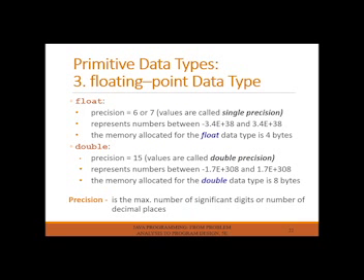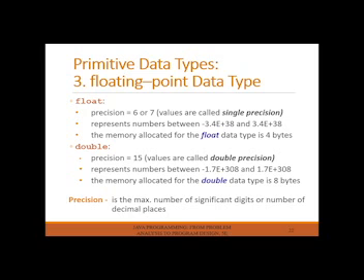The third data type is the floating point data type. There are two categories of the floating point data type. We have the float and the double. Float has a precision of 6 or 7. Values are called single precision. It represents numbers between negative 3.4 times 10 to the 38th and positive 3.4 times 10 to the 38th. The memory allocated for the float data type is 4 bytes.